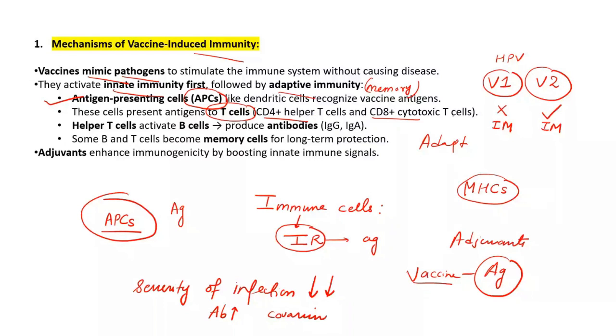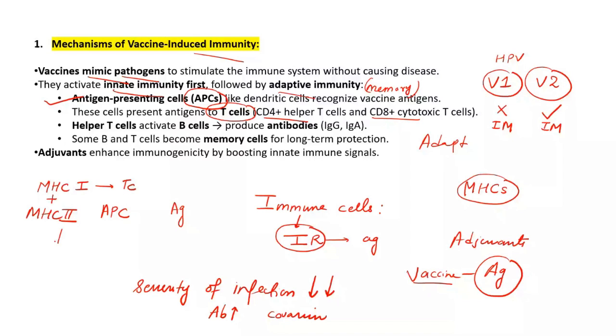Yesterday I told you, and in so many of my videos, about MHC1 and MHC2. We have this APC. APC will work with MHC1 and MHC2. MHC1 is for the TC cell, MHC2 is for the T helper cell. So what do they present? They present the processed antigen.